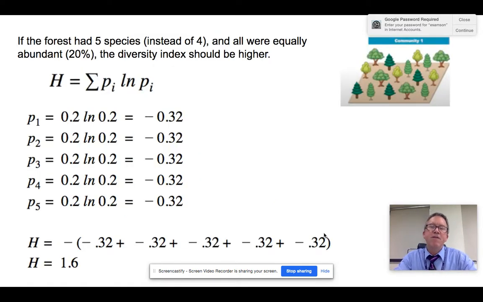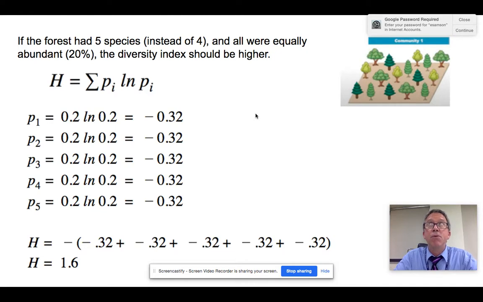Now, what if we had 5 species instead of 4? Let's face it, 4 is not very many. So if we have more species, what does that do to our number? Well, in this case, I didn't get another graphic, but let's just say what I had here was 5 species that were all evenly distributed, so that each accounted for 20%.